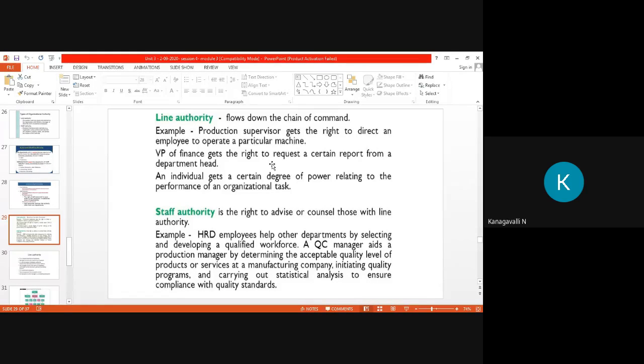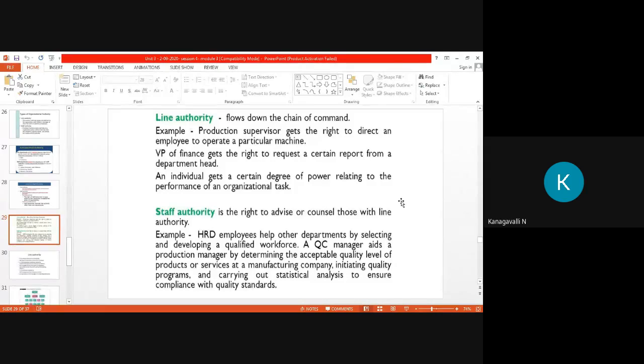The production supervisor gets a right to direct an employee to operate a particular machine. A vice president of finance gets the right to request a certain report from a department head. An individual gets a certain degree of power relating to the performance of the organizational task, right? So these are the workflow in this line authority. So this is just an example.